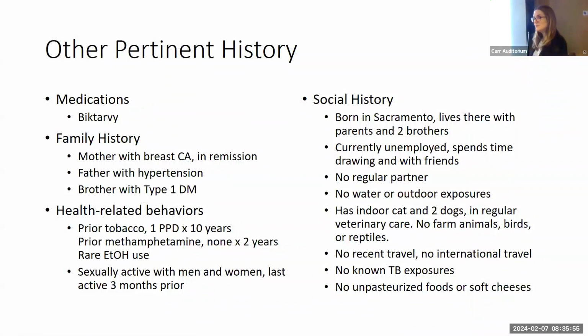He was sexually active with men and women, and the last episode was about 3 months prior. He was born in Sacramento and still lives there with his parents and his brothers. He's unemployed at the moment, has no regular partner. He had no really interesting exposures. He denied water and other outdoor exposures. He did have some animals, cats and dogs, but they were mostly indoors, and they were in regular veterinary care and were healthy. He didn't have a lot of exposure to other animals.